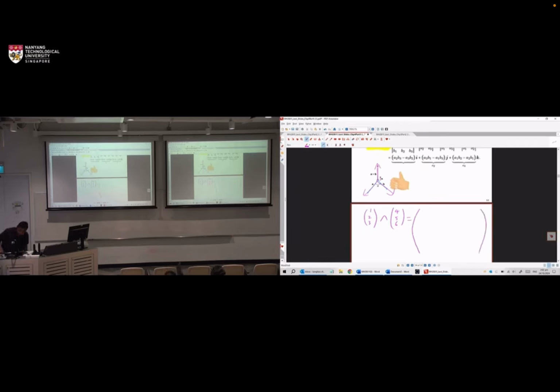When you want to do the first row, you cover the first row. You multiply this one, minus this one multiply this one. You cross, you zigzag. Okay, you understand?